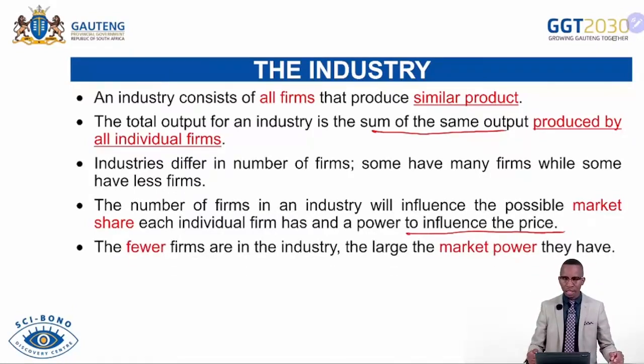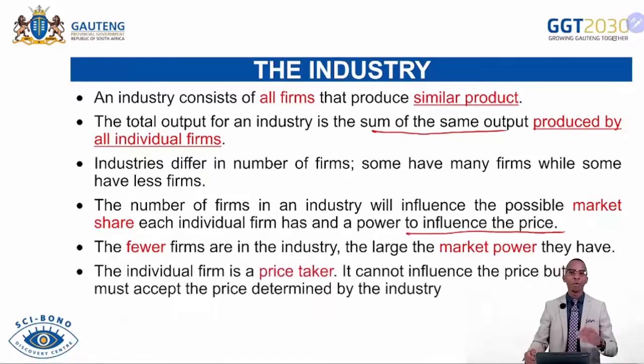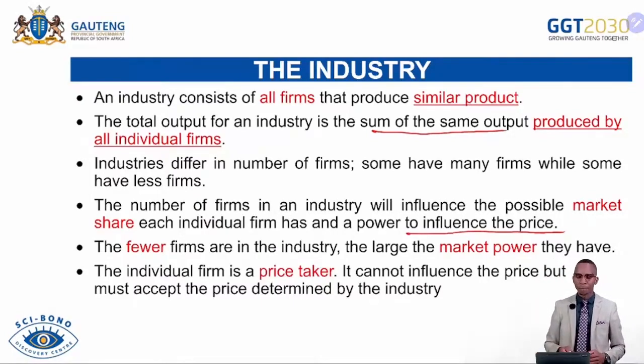The fewer firms are in the industry, the larger the market power they have. So if firms are very few in the market, they will have more market power. There will even be dominant firms, because there are very few firms existing in that particular industry. But if there are many, there will be less chance of having a dominant position or dominant power over market share or consumers, or even influence over the selling prices. The individual firm is the price taker. So each firm existing under the industry takes the price that has been determined by the industry. No firm can influence the price, since the price is determined by the industry or the market through the interaction of market forces, demand and supply.